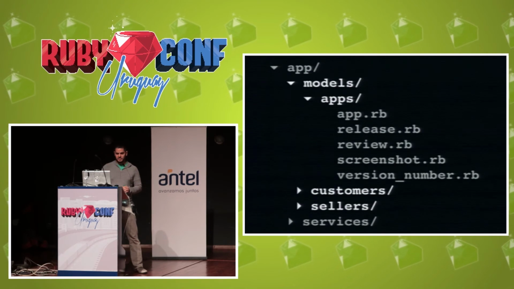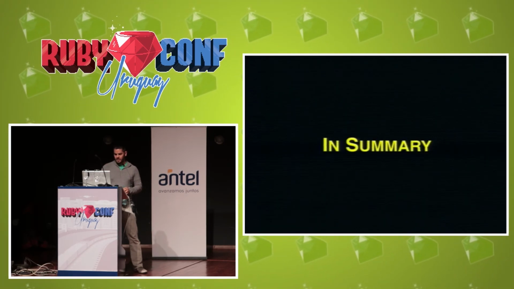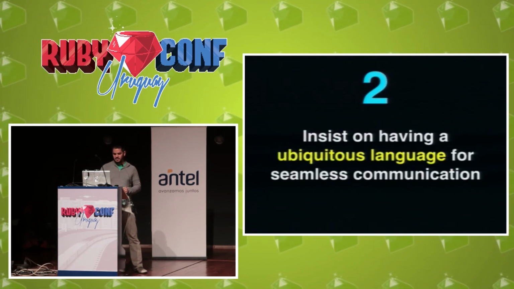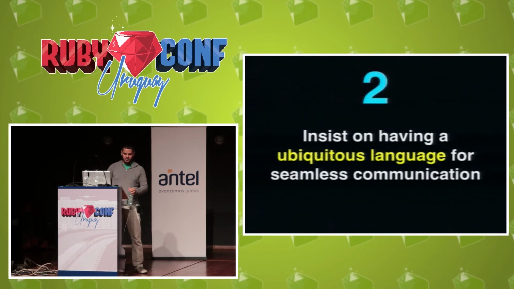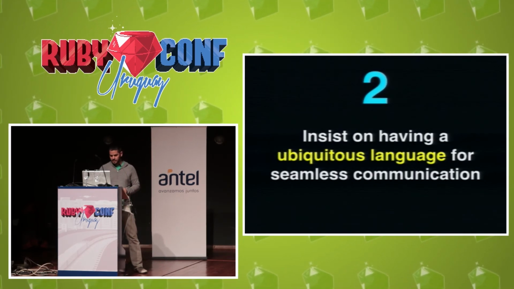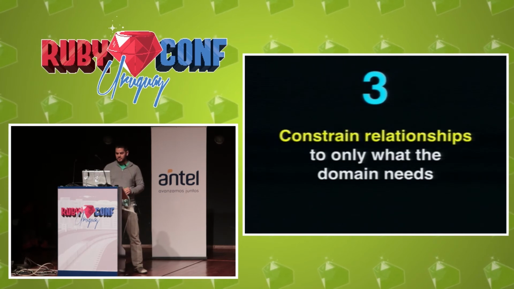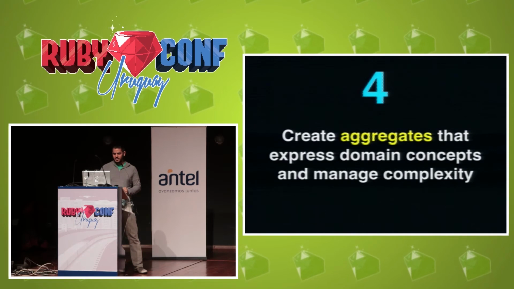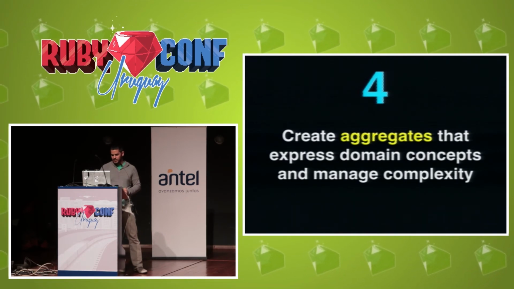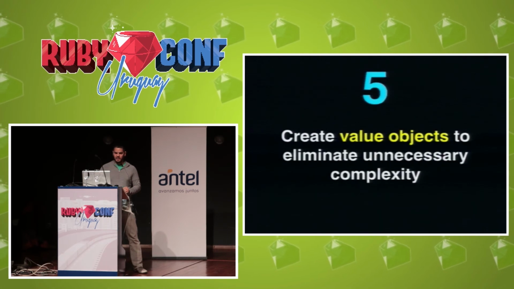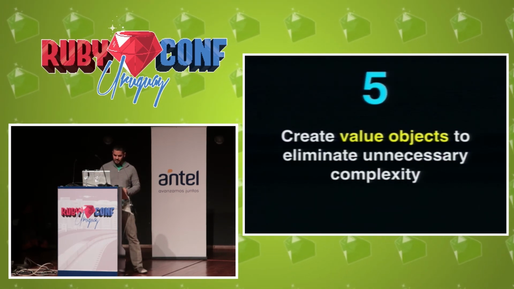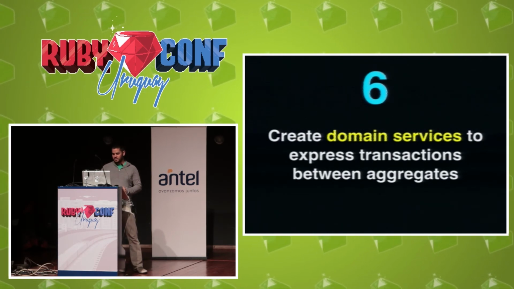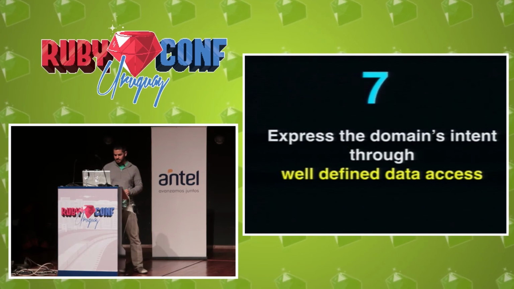So let's summarize what we just learned. Number 1, we should continuously refine the domain with a domain expert. Number 2, we insist on having a ubiquitous language for seamless communication throughout the team and in the code. Number 3, we want to constrain relationships to only what the domain needs. Number 4, we want to create aggregates that express domain concepts and manage complexity. Number 5, we create value objects to eliminate unnecessary complexity. Number 6, we create services to express transactions between aggregates. And 7, we express the domain's intent through well-defined data access.